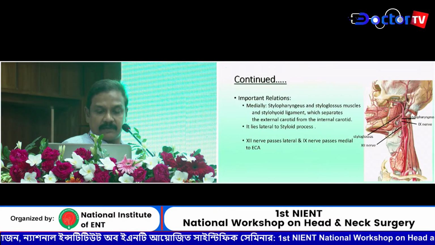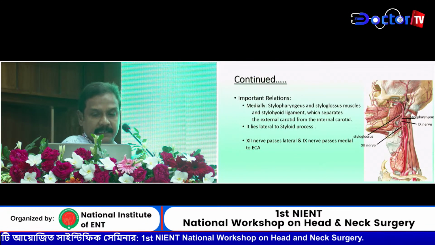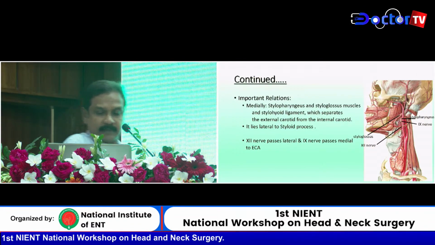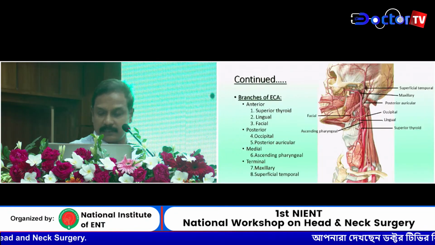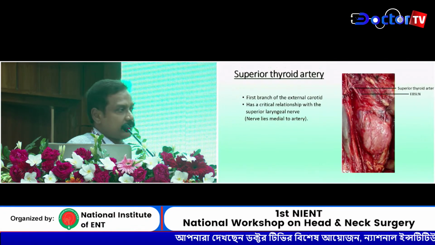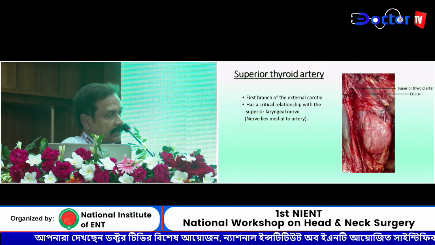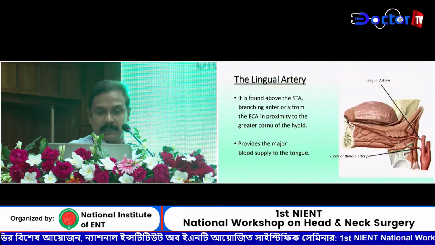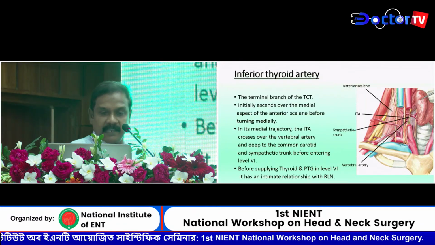It lies lateral to the styloid process and the connecting muscles. The hypoglossal nerve passes lateral, and the glossopharyngeal nerve passes medial to the external carotid artery. These are the branches of the external carotid artery, of which the superior thyroid artery is important for us. It is the first branch of the external carotid artery and has a critical relationship with the superior laryngeal nerve, lingual artery, facial artery, branches of the thyrocervical trunk, and also the inferior thyroid artery.